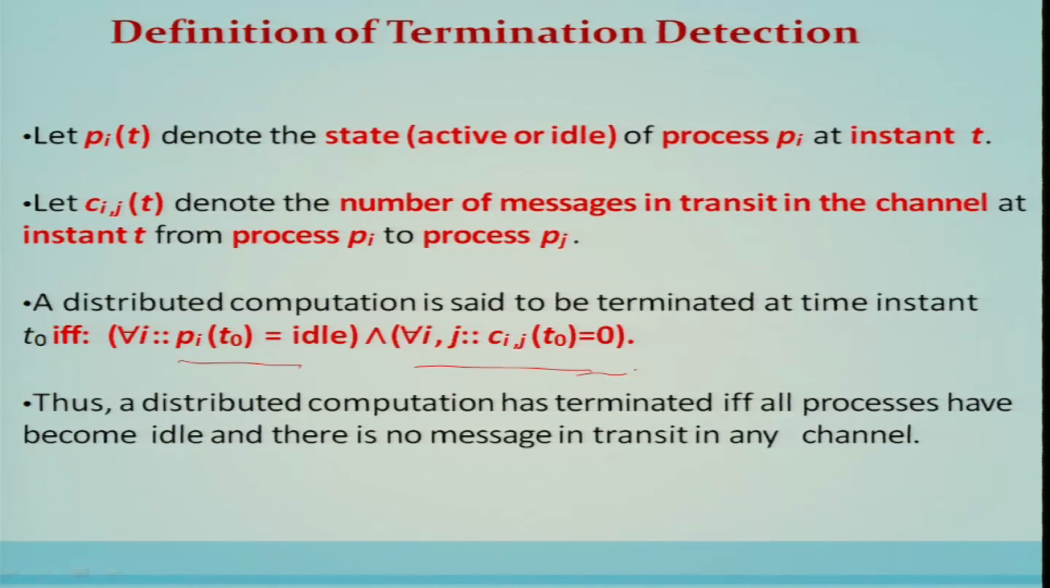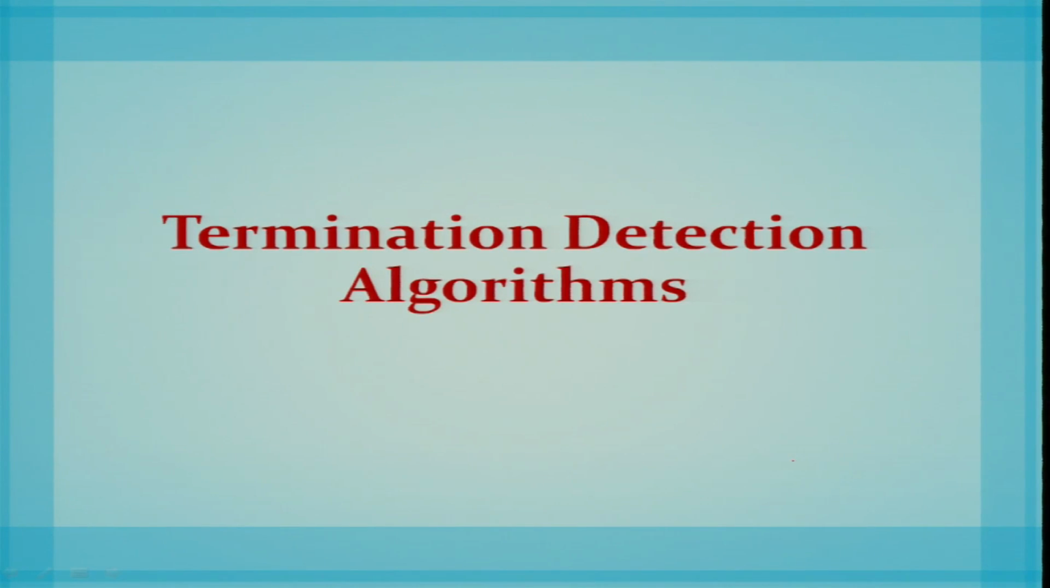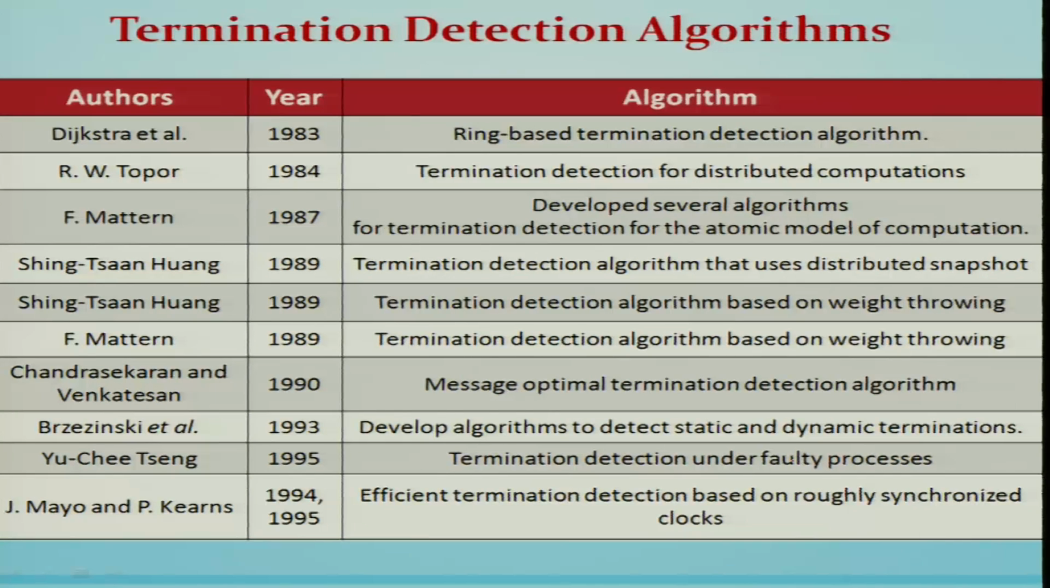Thus the distributed computation is terminated if and only if all the processes have become idle and there is no message in transit in any of the communication channels. Then this global state is defined as the termination state. Now, the termination detection algorithms. There are various termination detection algorithms available in the literature. These algorithms differ based on what topology they assume and how they address the basic and control message flows, and how, without disruption of the basic computation, the termination is detected.